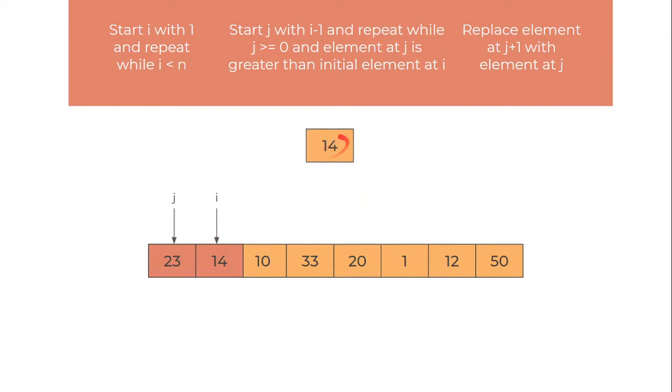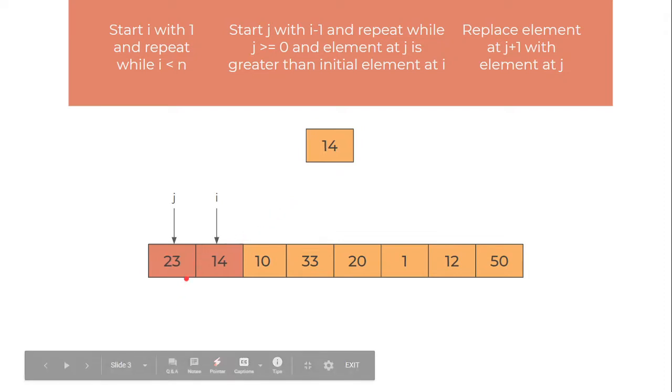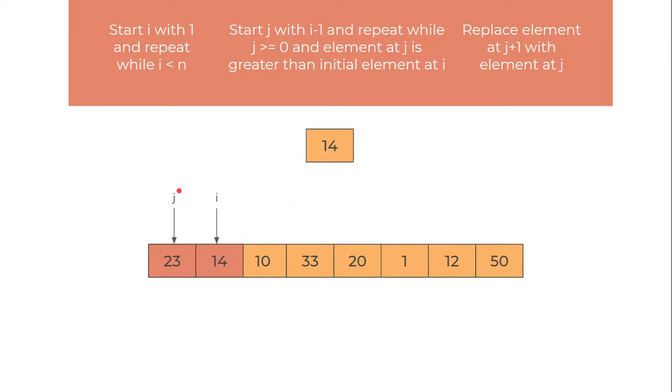Suppose this is our variable and we've saved this value of 14 here. Now what we have to do is keep comparing the value at index j with the initial value of i. Okay, so right now the value at j is 23 and the initial value at i was 14. So as we can see that the value at j is greater than this element. So what we can do is place the value of j at index j plus 1 right here.